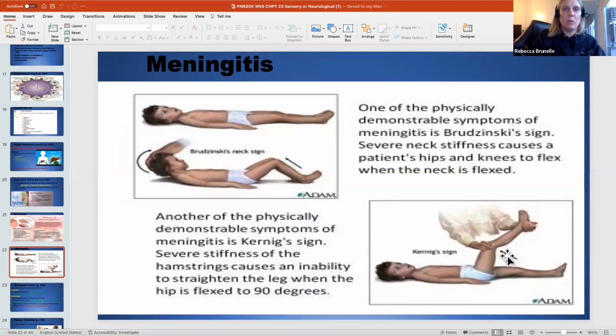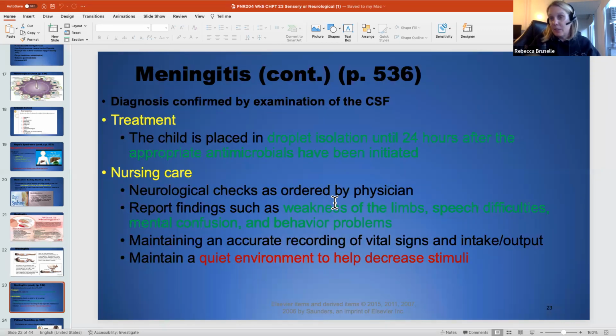And when you put their leg up at that 90 degrees, they're unable to totally straighten their leg. Both of those are tests that can be done with a kid, assuming the kid's awake and alert, and if you see either one of those, it's an indication that they could have meningitis. But they're not definitive. You wouldn't necessarily start someone on antibiotics based on that alone, not that, as a nurse, you're going to be the one prescribing the antibiotics, but it is one of the criteria you can use to help differentiate what might be going on.